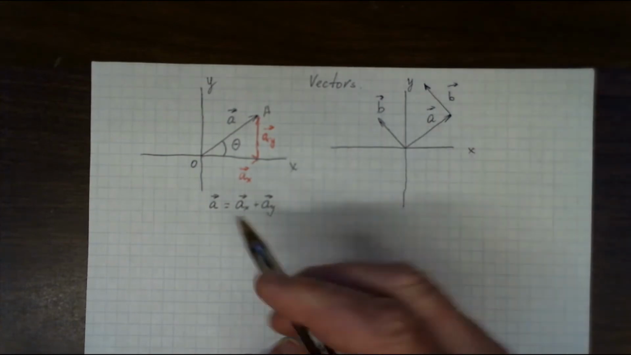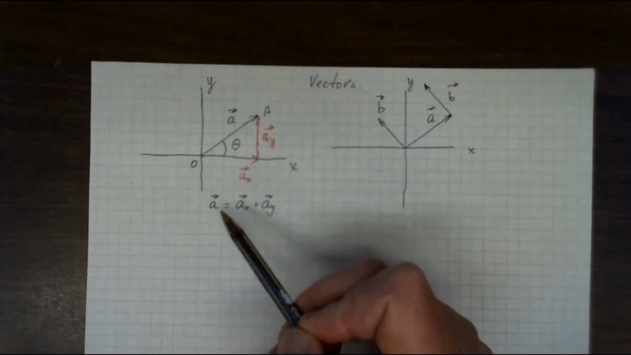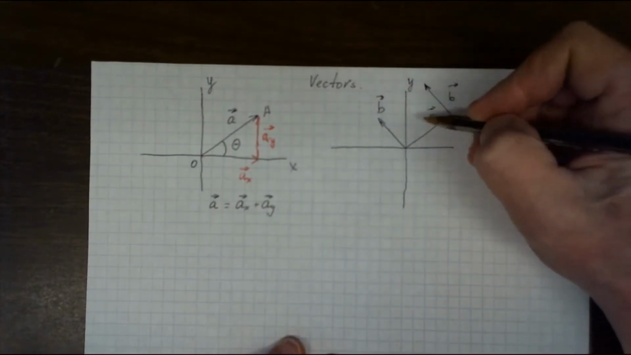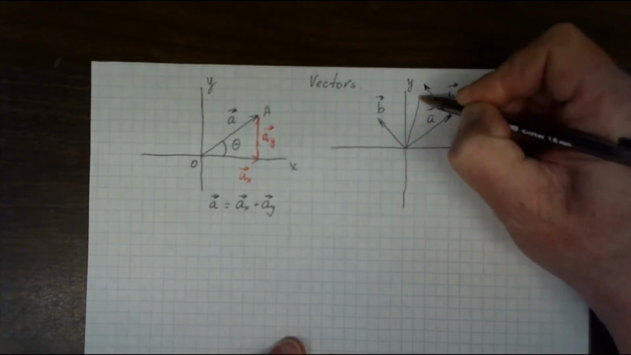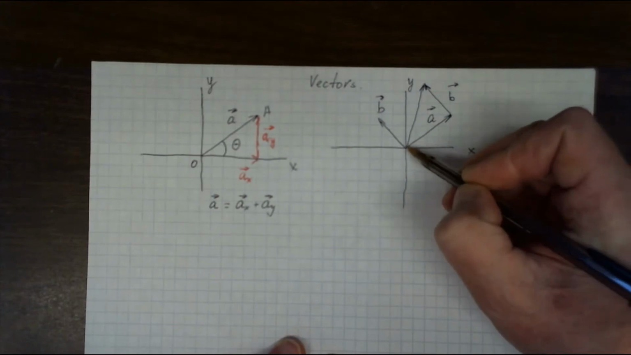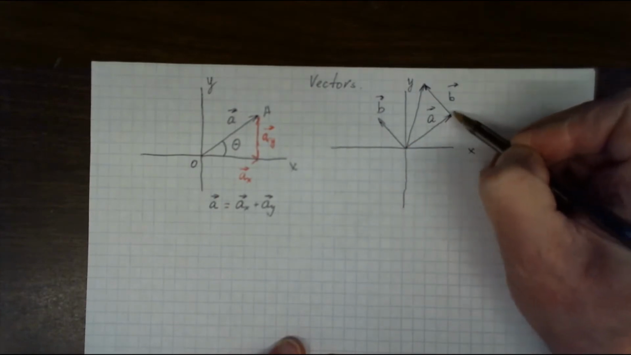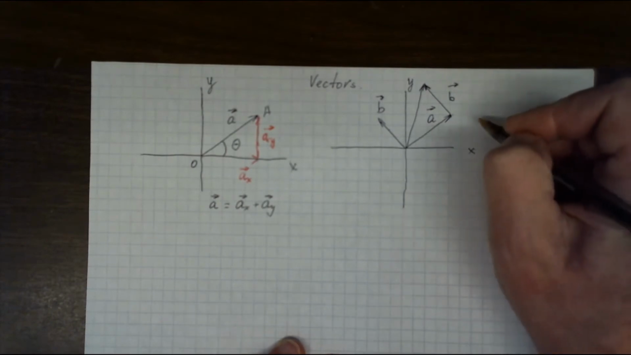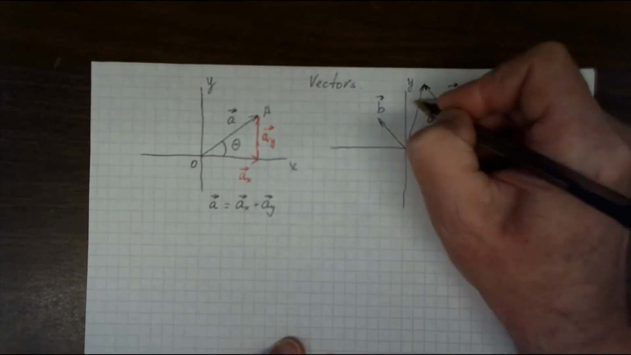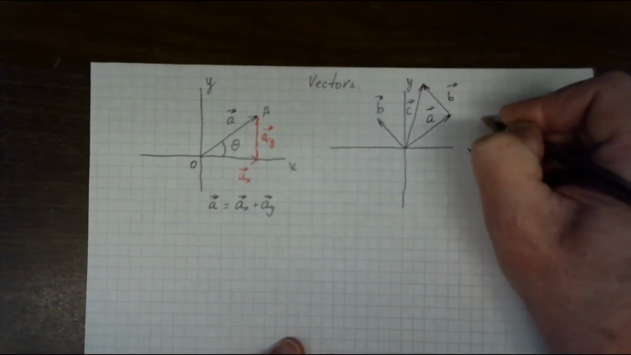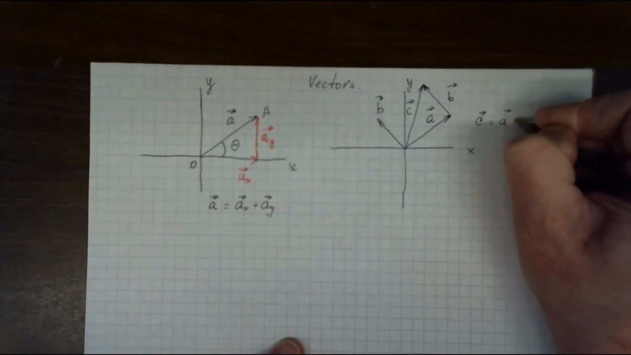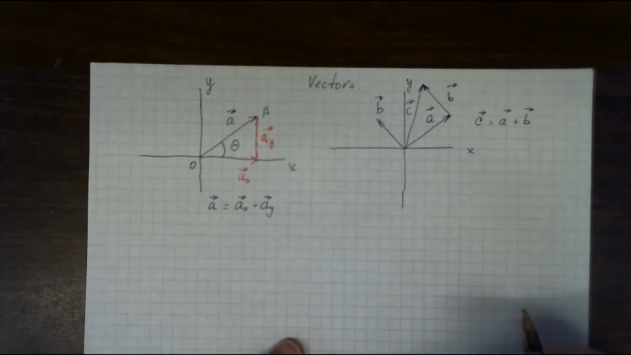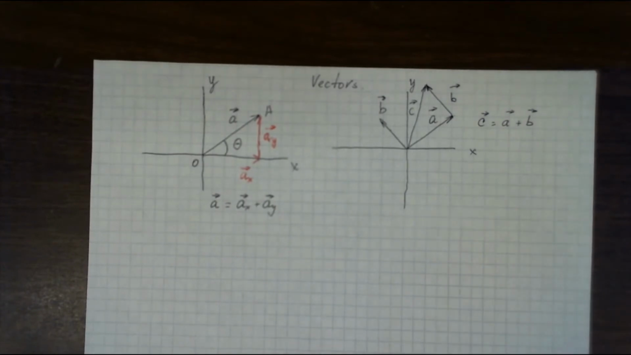And exactly as here, the resultant vector A plus B will connect the beginning of vector A and the end of vector B. So here we go. Vector C is nothing but A plus B. This is the graphical method of adding two vectors.